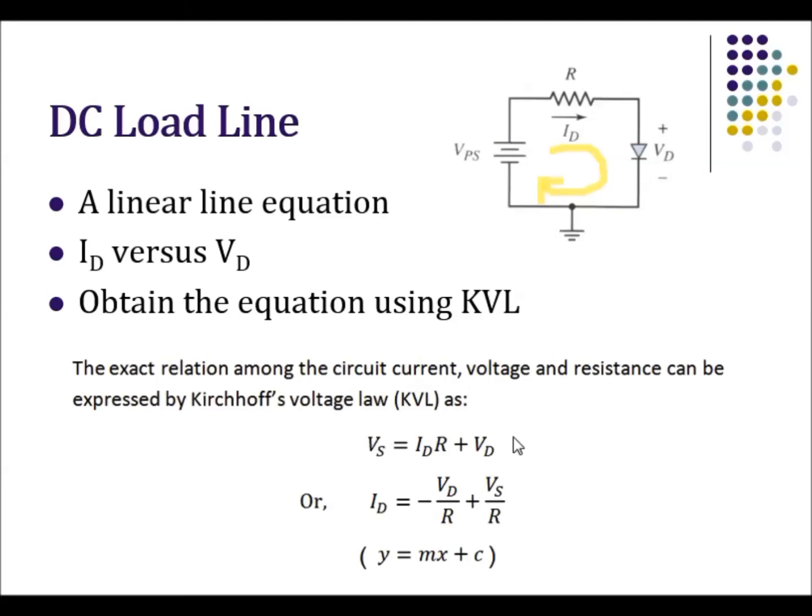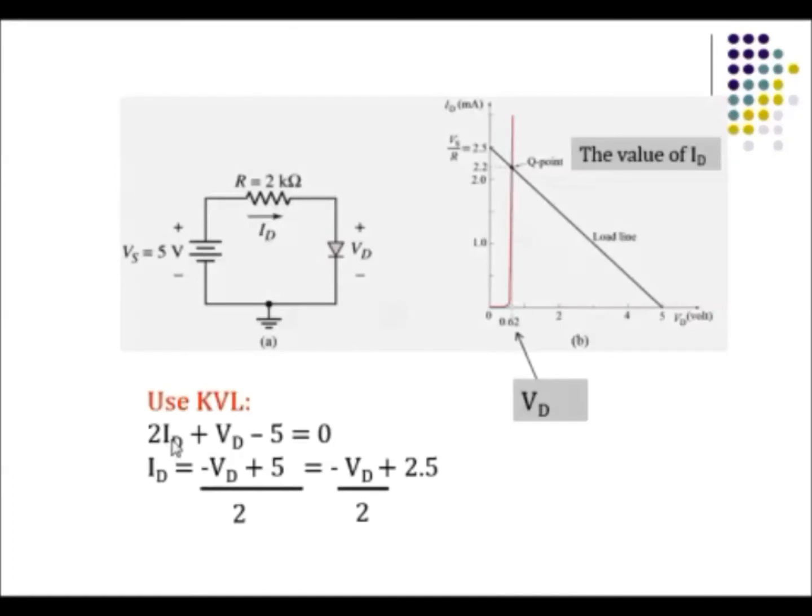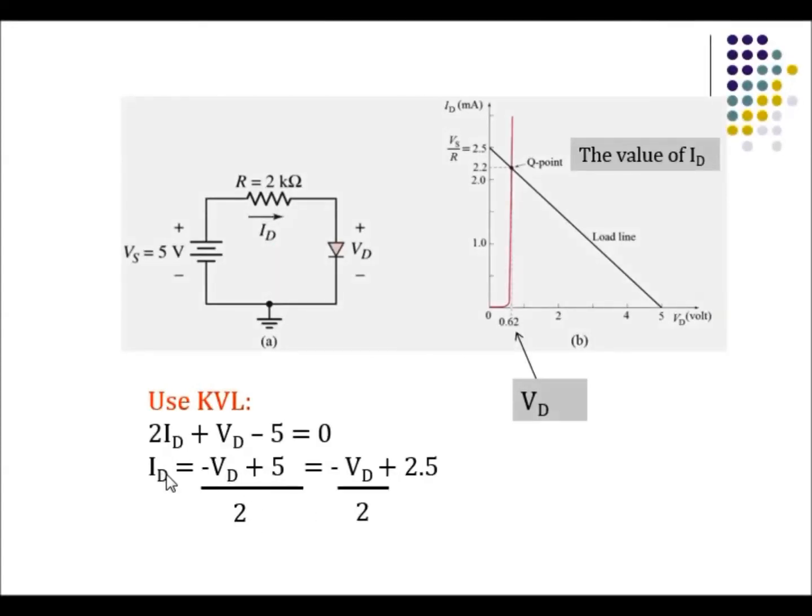Then you need to rearrange to make ID equivalent to your Y, and VD equivalent to your X. Then VS over R will be your Y intercept, and your slope M will be equivalent to minus 1 over R. For this example, after we did our KVL, we rearranged the equation and got ID equals minus VD over 2 plus 5 over 2. So this will be your y-intercept, and minus 1 over 2 will be your slope.